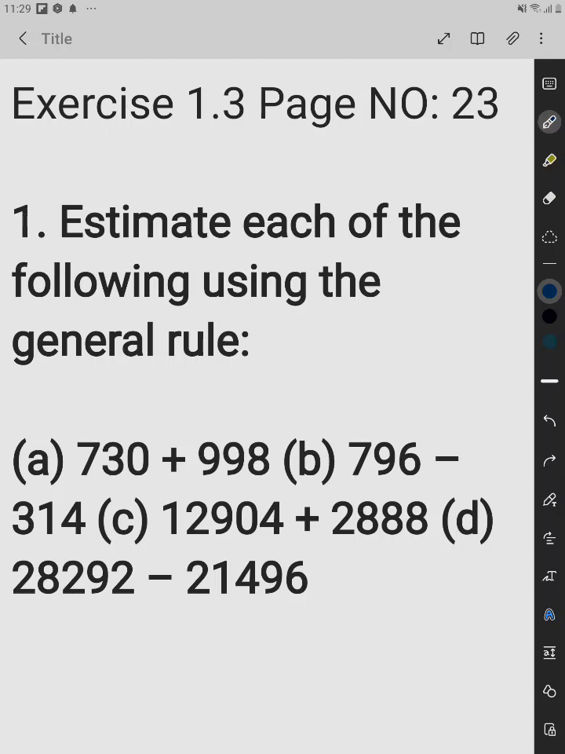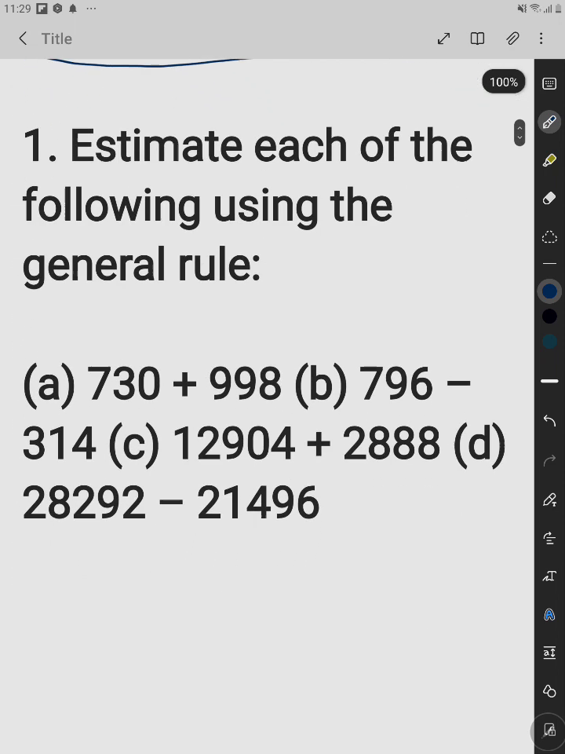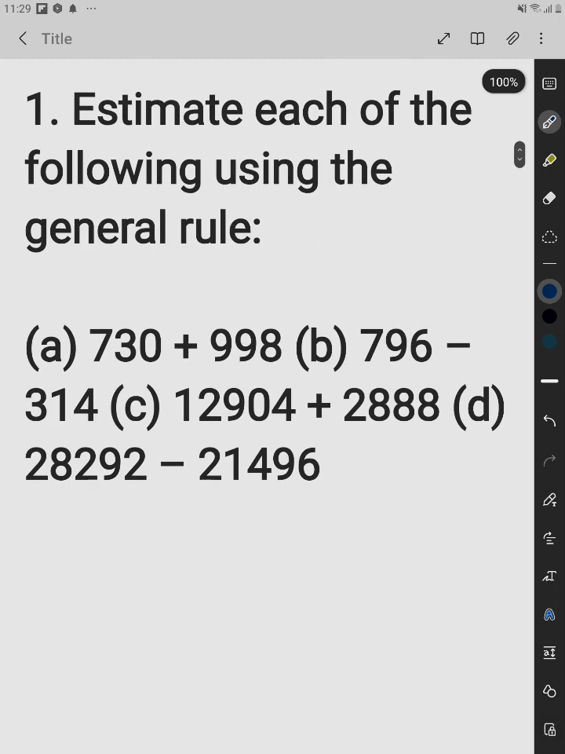Welcome again. Today we'll solve exercise 1.3 of class 6th NCERT math. Okay, so question number 1 we will solve here because this question is quite long, so we'll solve it step by step. So here it is: estimate each of the following using general rule.